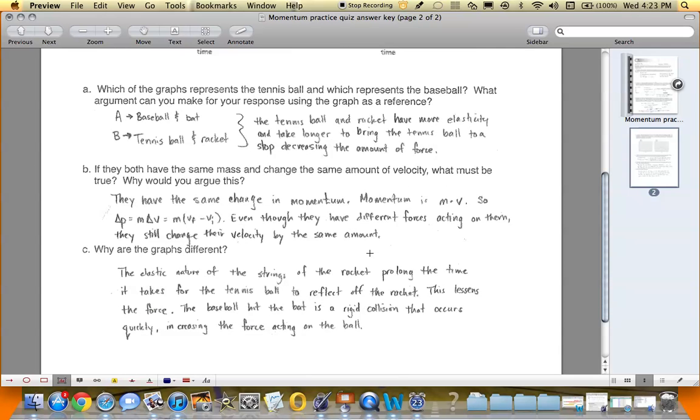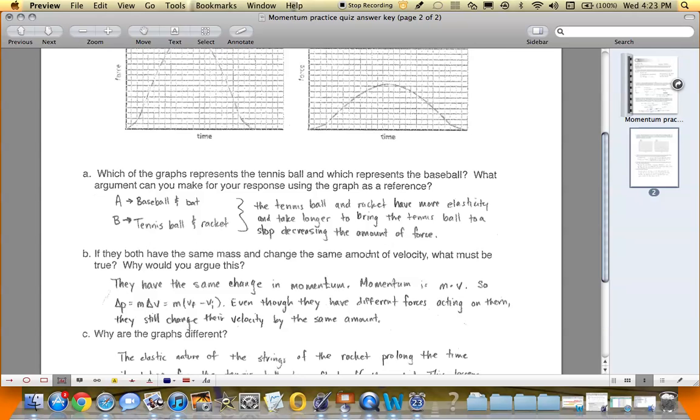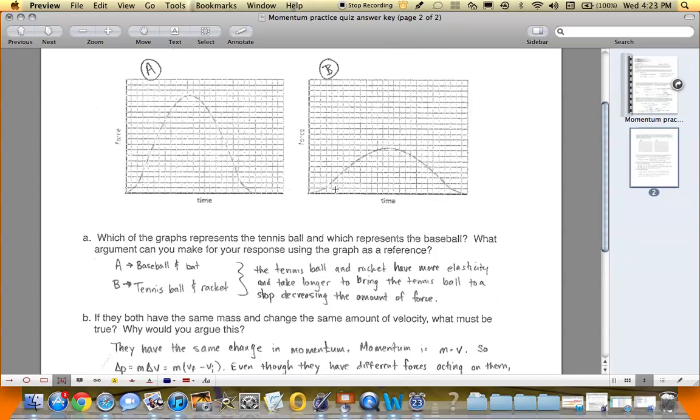And I kind of already described why the graphs are different. It has to do with the amount of time that the contact takes place. Rackets have a longer contact time, so they have a smaller force at their peak.